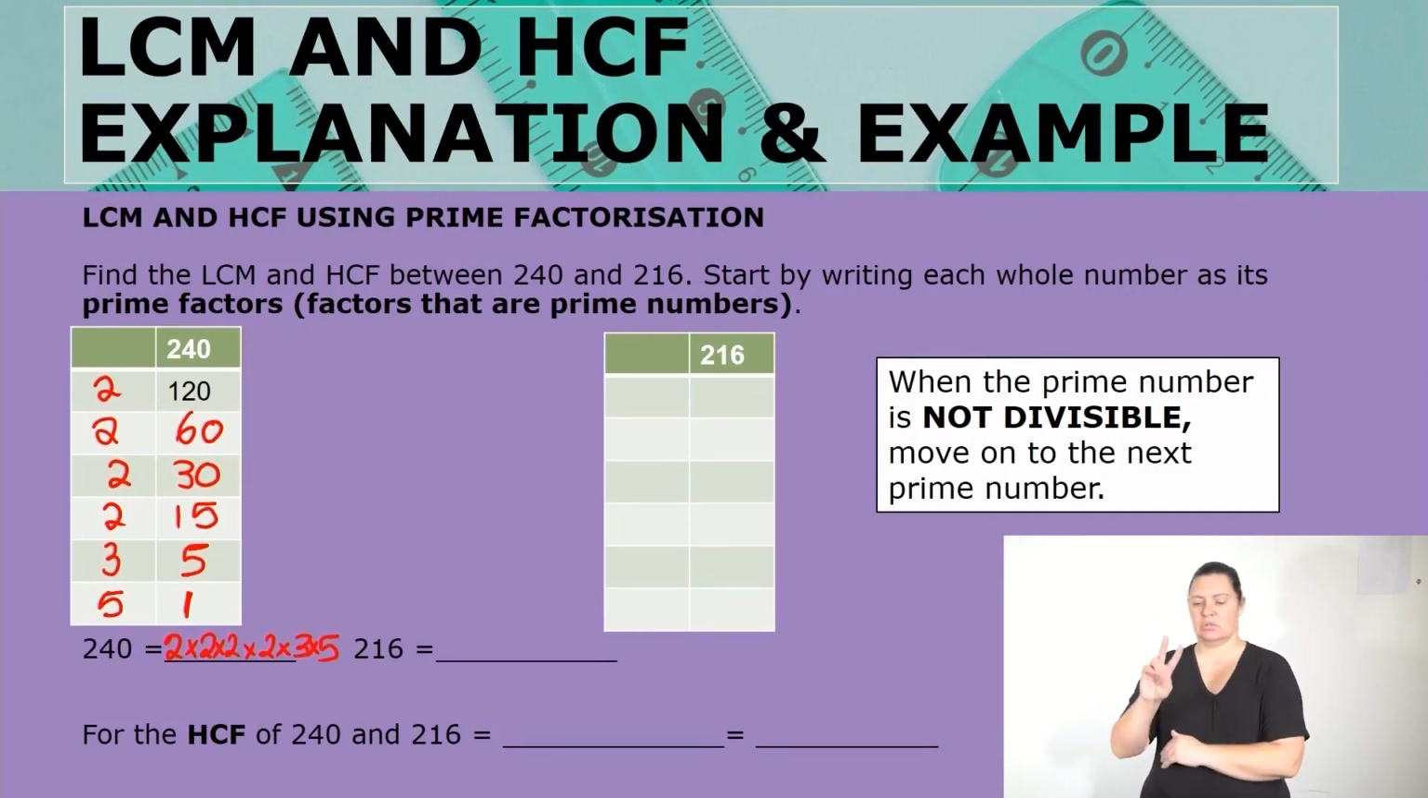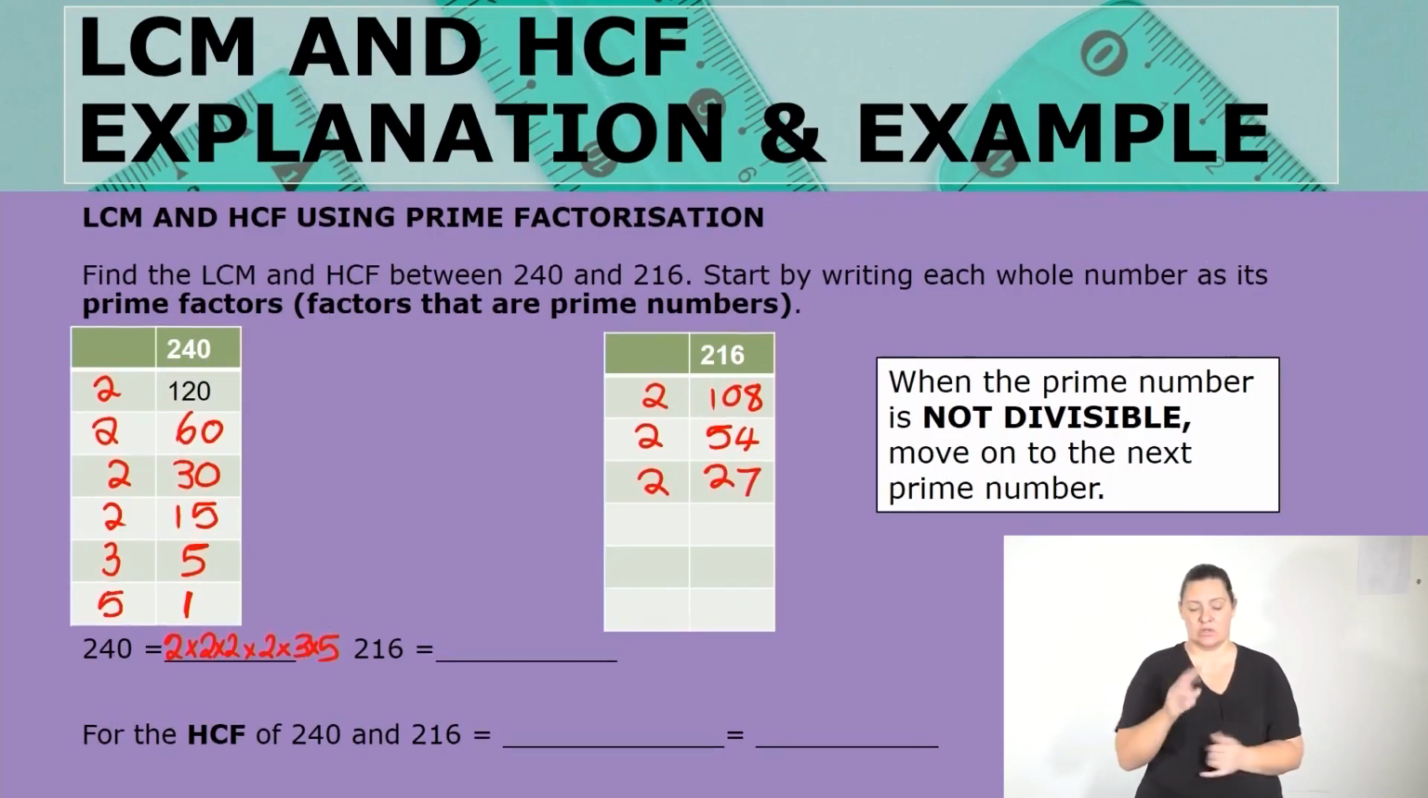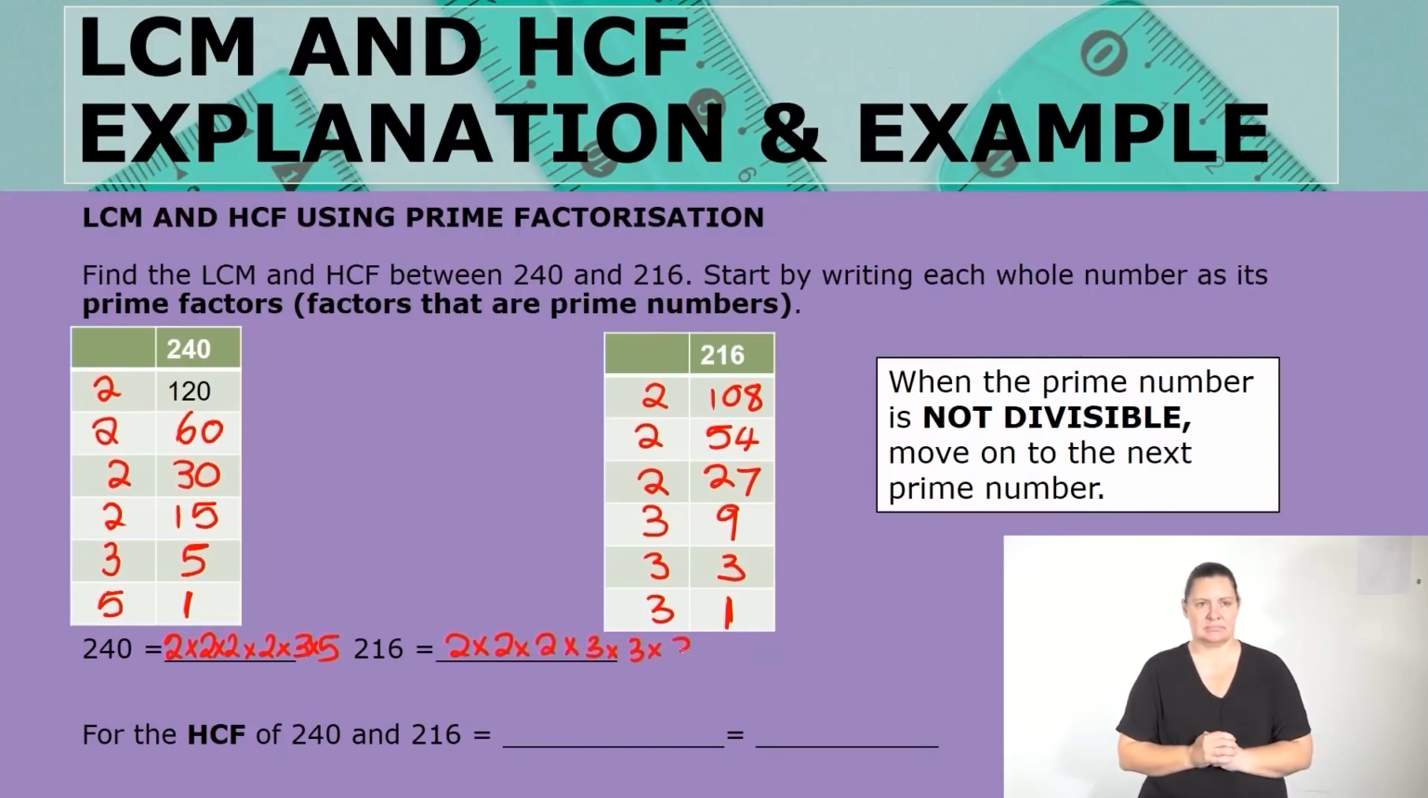So that's how we represent 240. Let's do the same for 216. 216 divided by 2 is 108. 108 divided by 2 is 54. If we divide that by 2, it's 27. Now, because 27 is not divisible by 2, we move on to the next prime number, which is 3. 27 divided by 3 is 9. Divided by 3 is 3. And then 3 divided by 3, that is 1. When we get to 1, we know that we are finished. So 216 can be represented as 2 times 2 times 2 times 3 times 3 times 3.